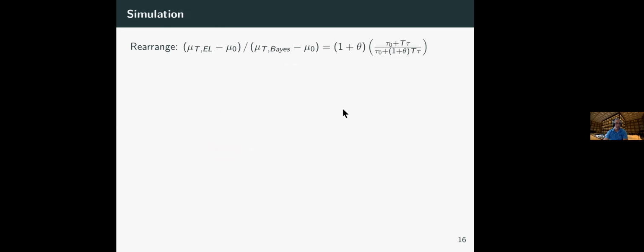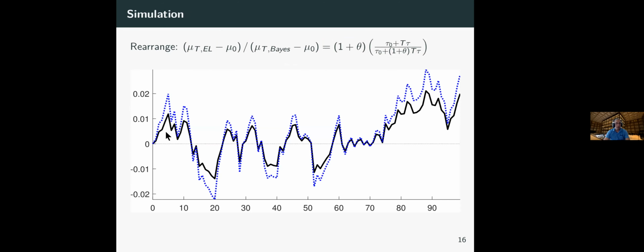So we can just do a simulation and plot this. The black line is the rational belief over time, demeaned, so I've subtracted off mu 0. The blue line is the exaggerated likelihood belief, also demeaned, subtracting off the prior mean. And you can see these are exactly proportional, but with a proportionality constant bigger than 1. So the exaggerated beliefs are further away from 0 because you've learned too much.